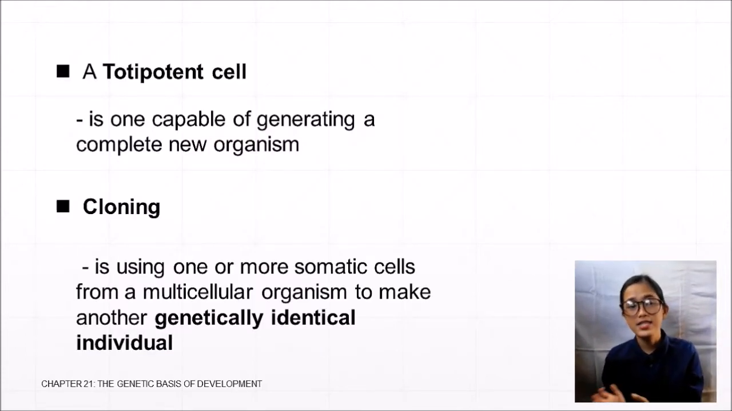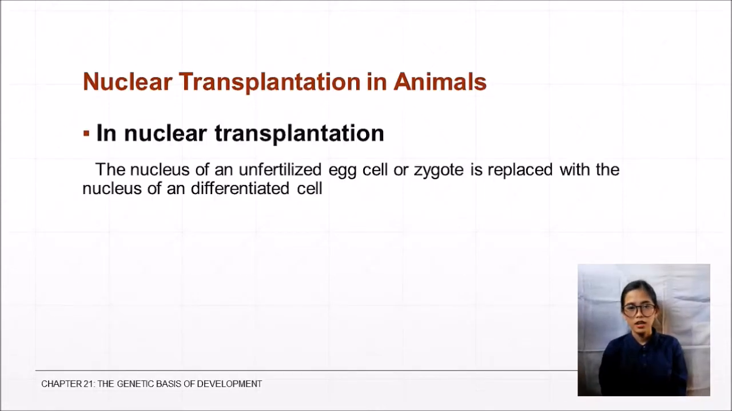A totipotent cell is a cell capable of generating a complete new organism. Using one or more somatic cells from a multicellular organism to make another genetically identical individual is called cloning, and each new individual made in this way is called a clone. In animals, differentiated cells generally do not divide in culture. Therefore, animal research had to use a different approach to the question of whether differentiated animal cells can be totipotent.